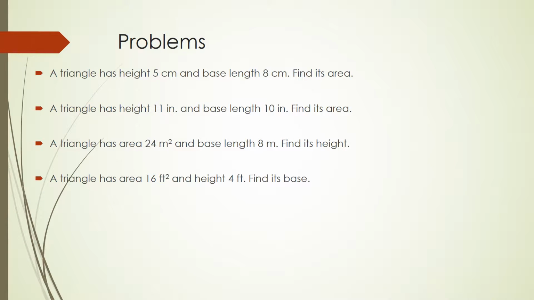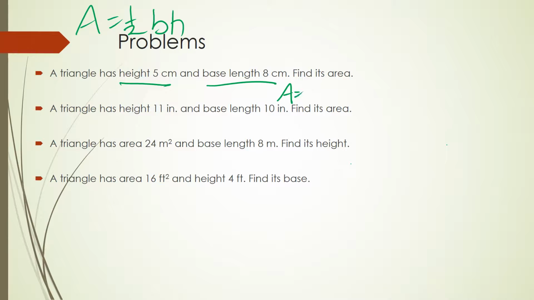Alright, so now we're dealing with more complicated problems, giving us various things. For this first one, it says a triangle has height 5 centimeters and base length 8 centimeters. Find its area. So again, we know that the area is equal to 1/2 base times height. It gives us height and it gives us base. So all that means is we can come in.